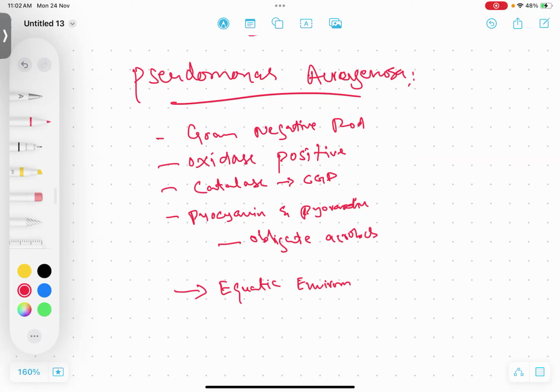Also, they produce a slime layer of glycocalyx. So they are encapsulated and they produce this slime layer of glycocalyx. This slime layer gives the colonies a mucoid appearance.